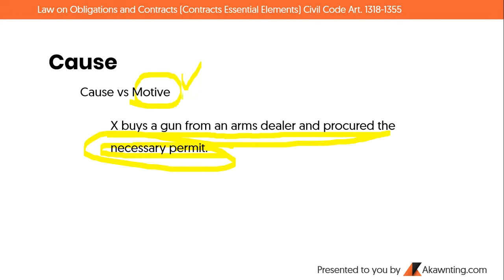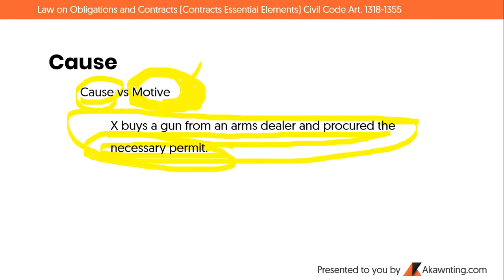However, the motive does not affect the status of the contract. It doesn't matter if the motive is illegal. Wala tayong paki doon. Kahit na illegal yung motive, the contract will remain valid because the cause is lawful. Na-acquire naman yung necessary permit, at legal naman yung arms dealer, talagang nagbebenta siya ng baril. So, yun yung pagkakaiba ng cause and motive.